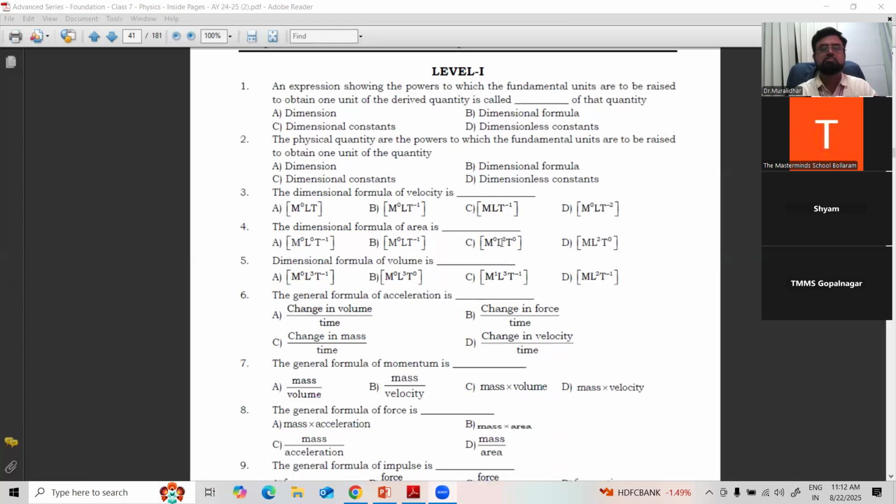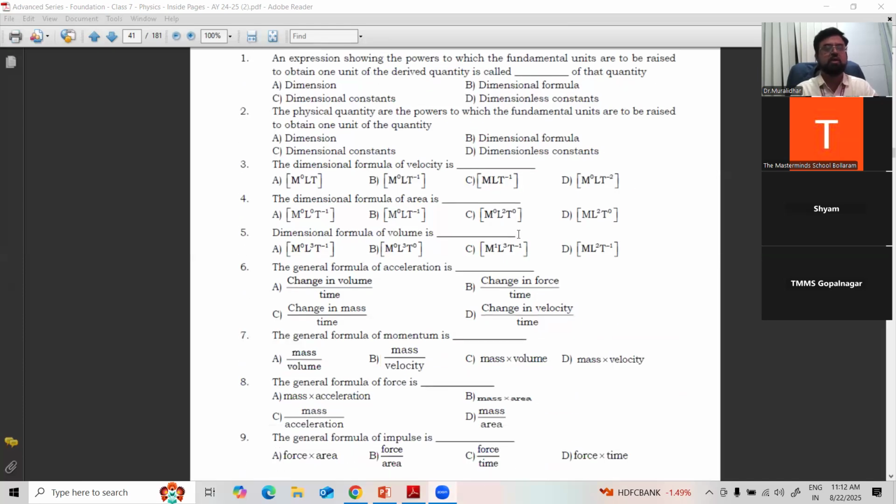I can see the first few examples here. The first one is definitions only. You can find this third one: what is the dimension formula of velocity? Recall the formula: velocity is nothing but displacement by time. Displacement is L1, time is T1. That is M0 L1, and T1 goes up and becomes T minus 1. Brackets are very important here, so check which one this is: M0 L1 T minus 1. The answer is B.